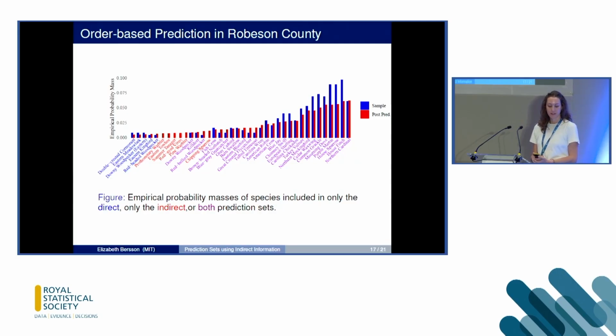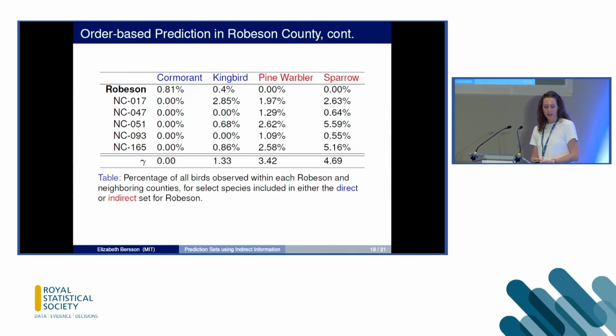So the species with the largest posterior predictive probabilities are included in the indirect prediction set. You can see that starting from after the blue, all of the remaining species are in the indirect prediction set. If you were to resort this plot by the blue bars, you would see similarly that the direct prediction set consists of all the species with the largest sample probability mass. It makes sense in this case that there's a lot of overlap in some very common birds, so there are a lot of these purple species that have both a large sample probability mass and posterior predictive.